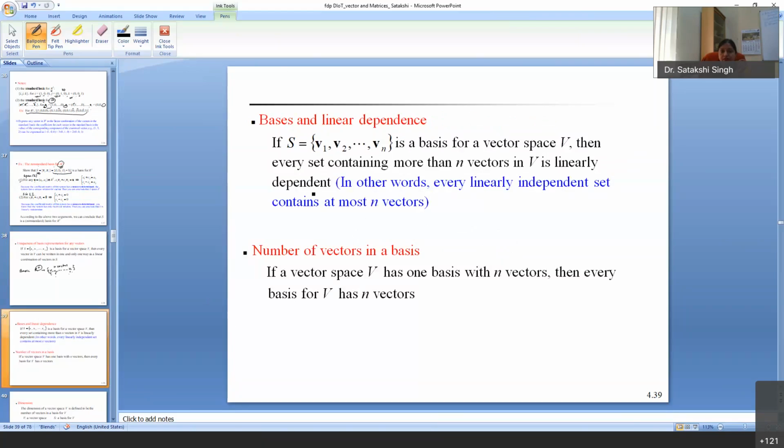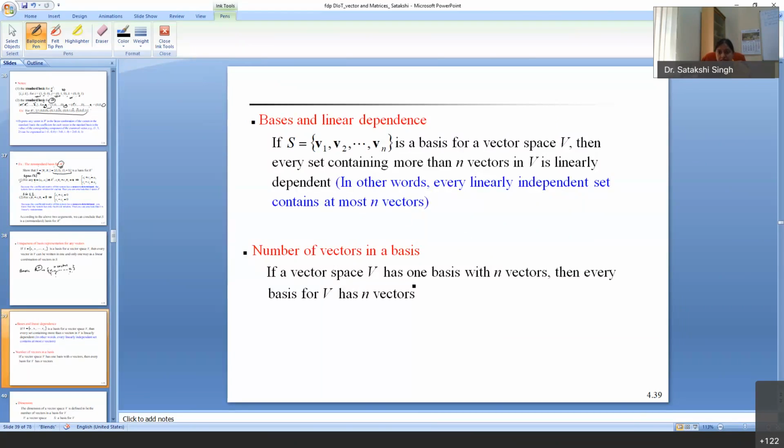Then basis and linear independence. If S is a basis for a vector space V, then every set containing more than n vectors in V is linearly dependent. As I told you, if you have n vectors in a basis, they will be linearly independent. If you have more than n vectors in some set, then those will be linearly dependent.